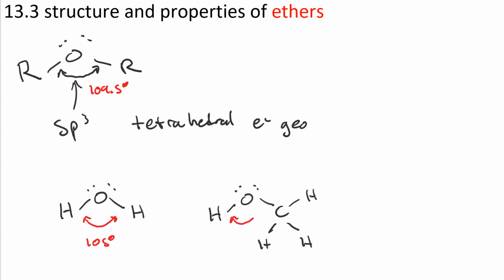The bond angle in methanol, however, is larger. It's up to 109 degrees. Why is that? Think sterics. A methyl group is bulkier than a hydrogen.